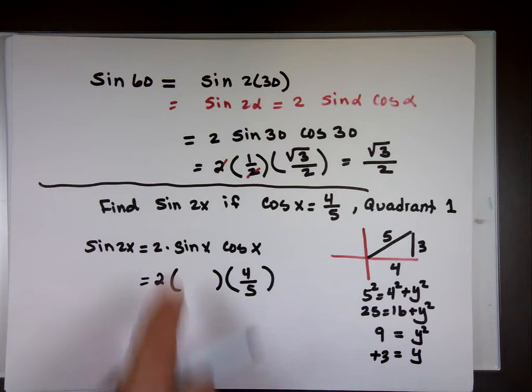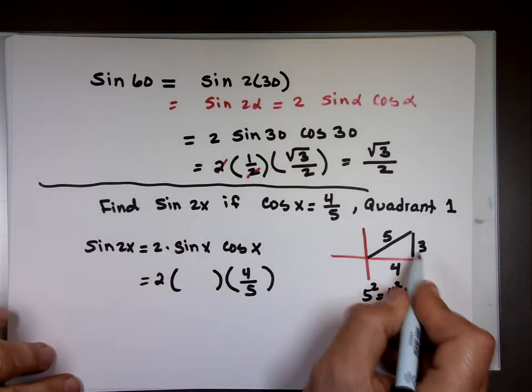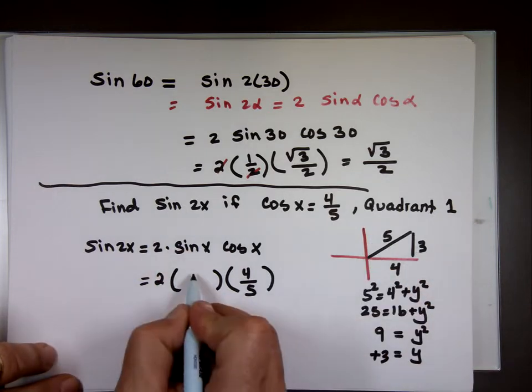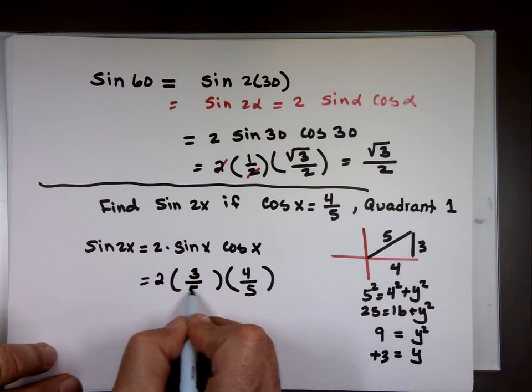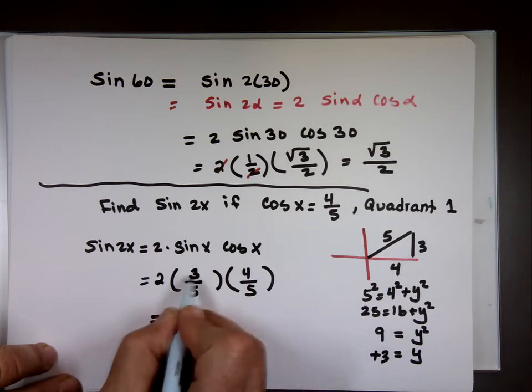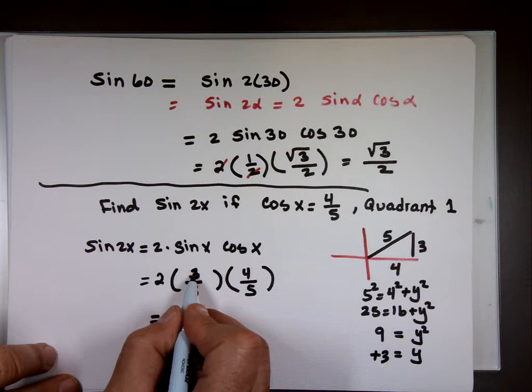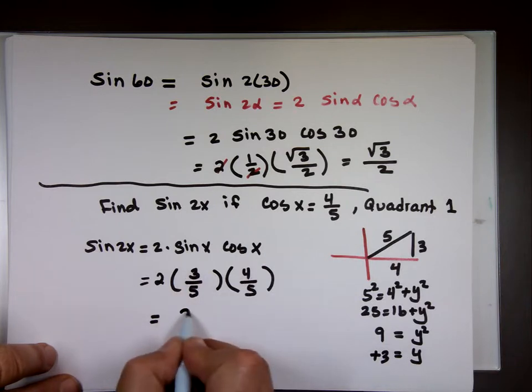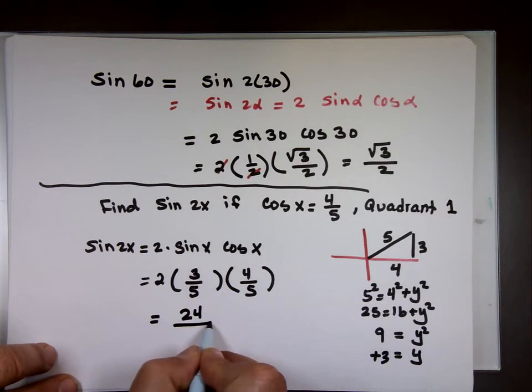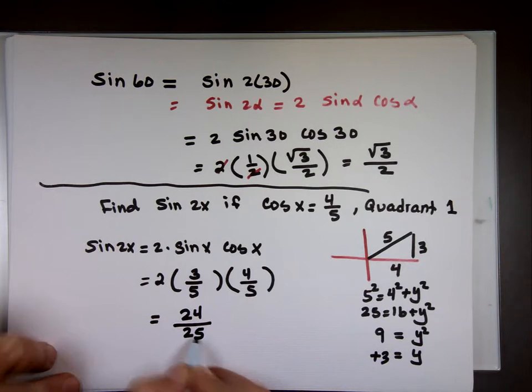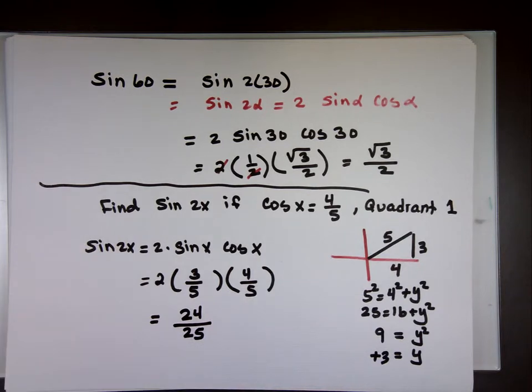Now what is sine of x? Opposite over the hypotenuse. 3 over what? 5. 2 times 3 times 4 over 5 times 5. 24 over what? 25. So sine 2x is 24 over 25.